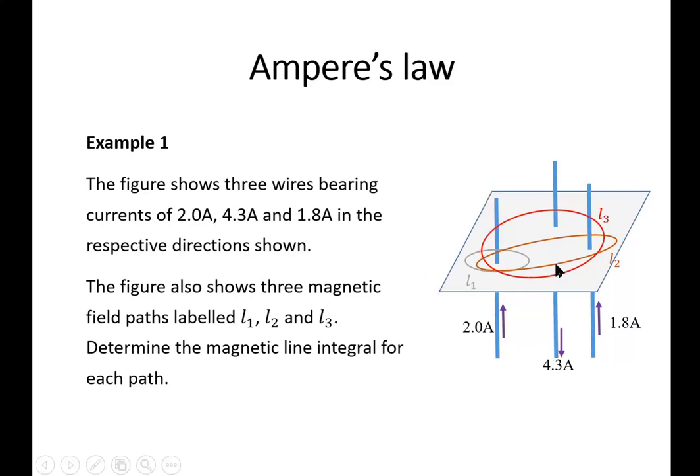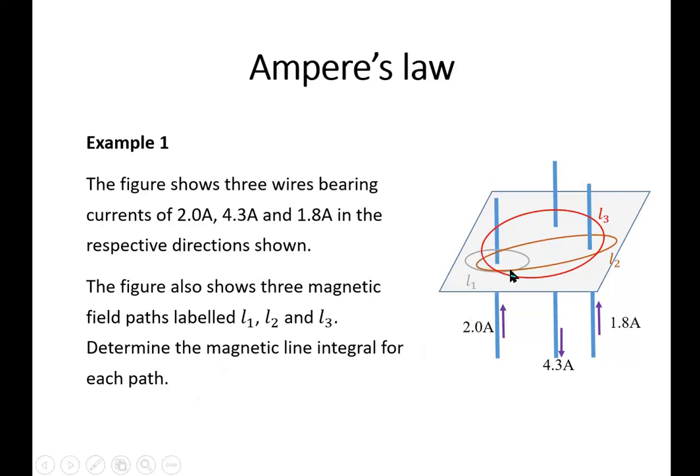Then the figure is also showing 3 different magnetic lines that are set up by the combination of these 3 wires. Line 1 consists of this line surrounding only this wire, and line 2 encloses the first current-bearing wire and the second current-bearing wire. Then the third one encloses everything all together. We are asked to determine the magnetic line integral for each path.